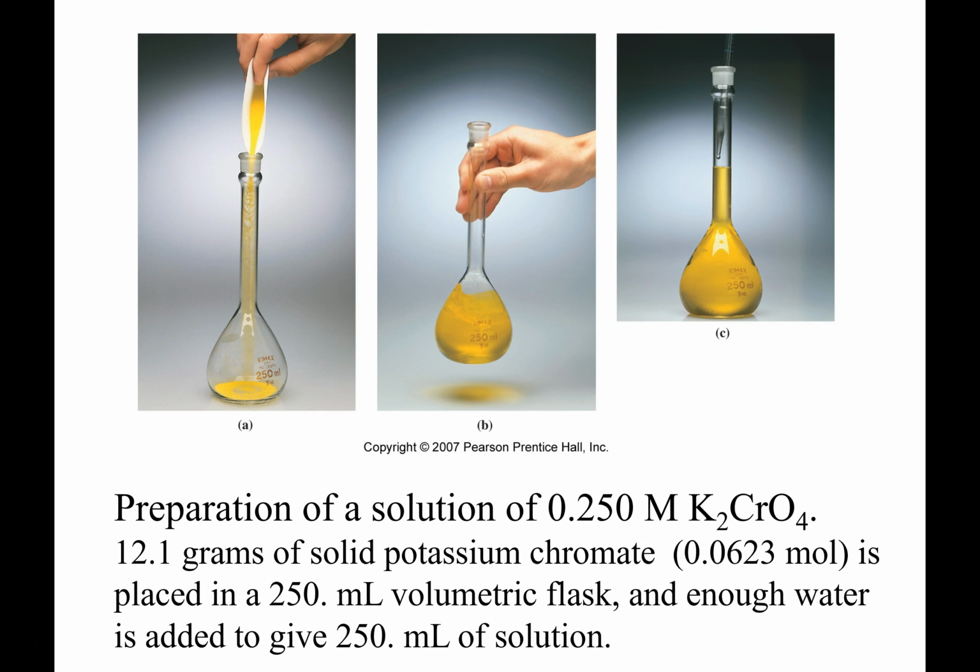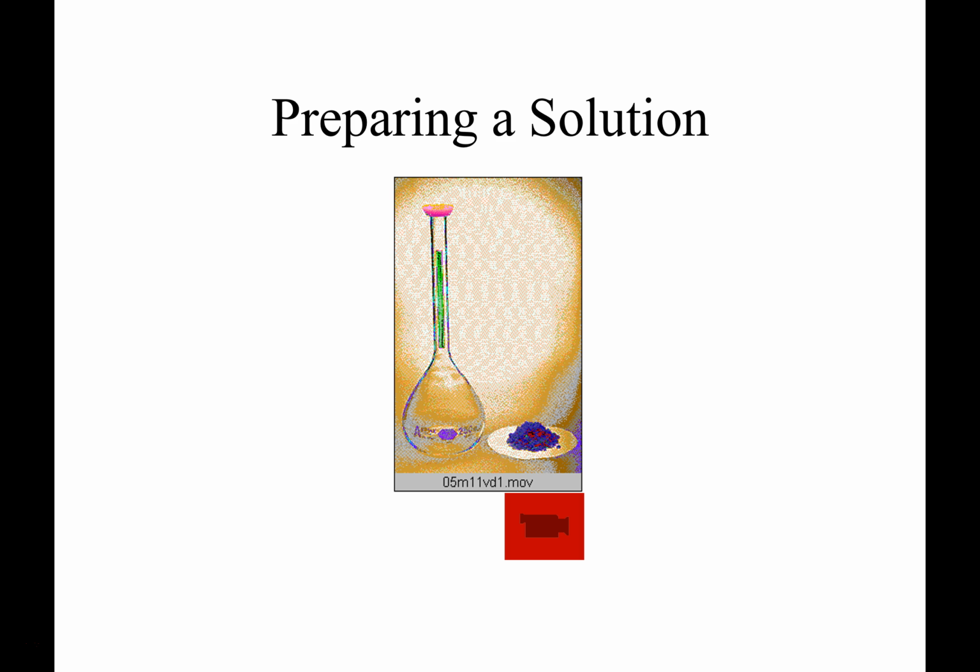I did at my desk make sure that this caption is correct. It says, based upon that 12.1 grams of solute and the molar mass of potassium chromate, you're looking at 0.0623 moles. If we take 0.0623 moles and divide it by the solution volume, which is 250 milliliters, otherwise known as 0.25 liters, you get a molarity of about 0.25. I got 0.249, but 0.250 moles of the solute per liter of solution.